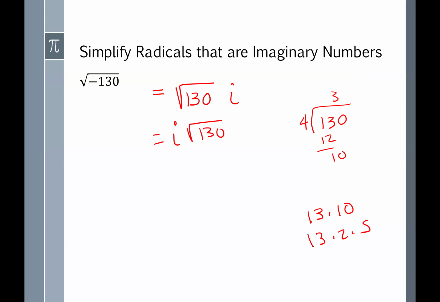And the reason we do that is because we want to illustrate that the i is not part of the radicand. It's not associated to the 130. It's outside the radical. So typically, if it's outside the radical, we write it first.